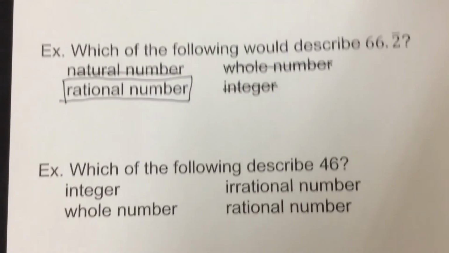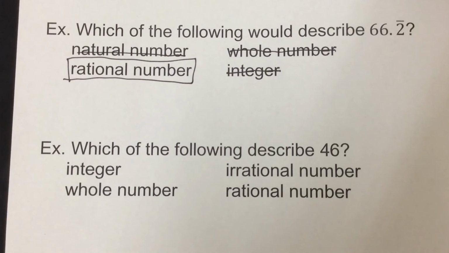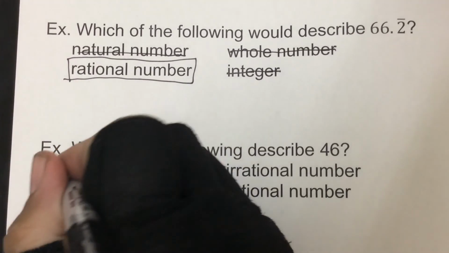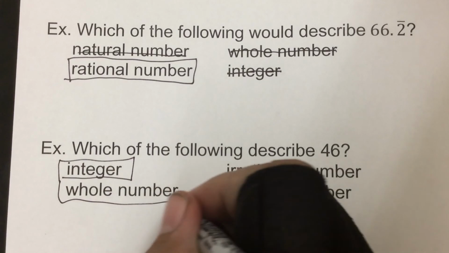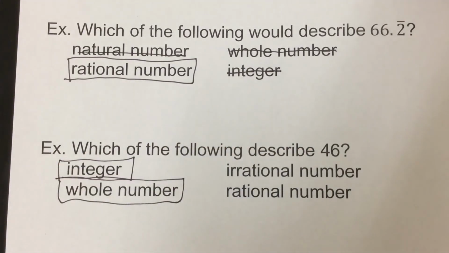Now, which of the following would describe 46? Same thing here. An integer doesn't have a decimal, doesn't have a fraction, and can be positive or negative. That fits. Actually, I should say it the other way. If it's a whole number, it would be an integer. But a whole number is any of your counting numbers, so no decimal, no fraction, and it's positive. 46 is that, so it fits a whole number.